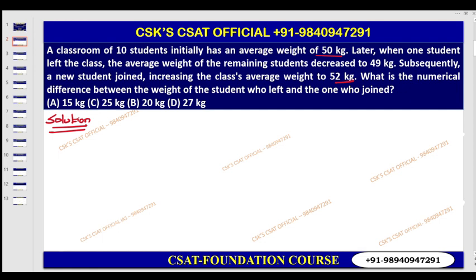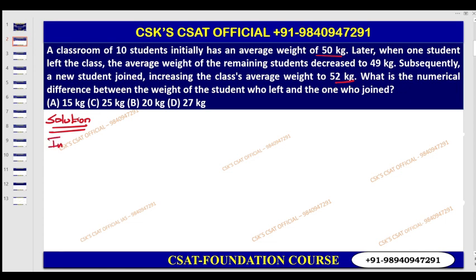So you need to find out the difference, or else they may put up some other mode. Some other mode means what would be the net change between the weight of the newly joined and those who left, net change. So that kind of mode is also possible. Same procedure. Use the same procedure to follow this kind of questions here.